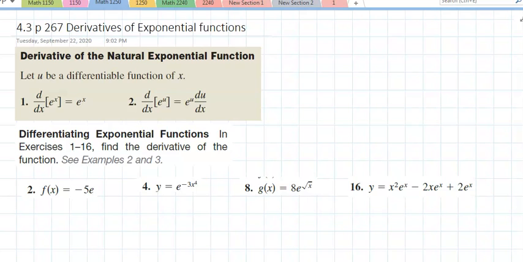Section 4.3 is on page 267, talks about derivatives of exponential functions. And it turns out the derivative of e to the x is simply e to the x. You get it back. And if you take a derivative with respect to x of e to some function u, that's e to the u times the derivative of u, basically the chain rule.